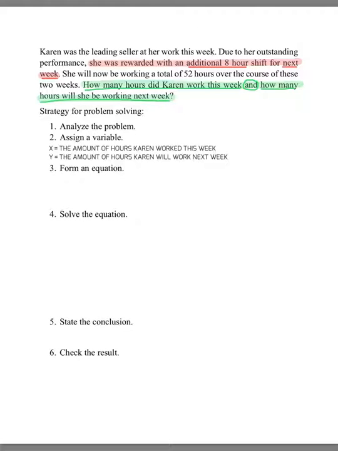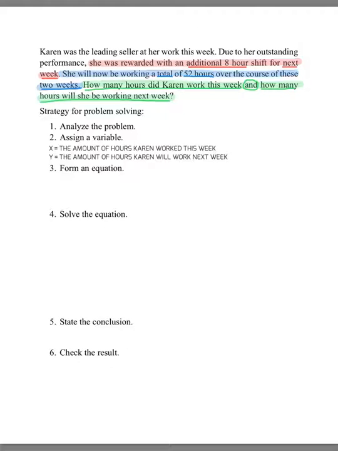And then we also know that she will be working a total of 52 hours for the last 2 weeks. So we have the hours she worked this week, and then the hours she'll be working next week, and these two combined total up to 52 hours. And again, that's 52 hours for the 2 weeks, and that is the total. So let's go ahead and create an equation.